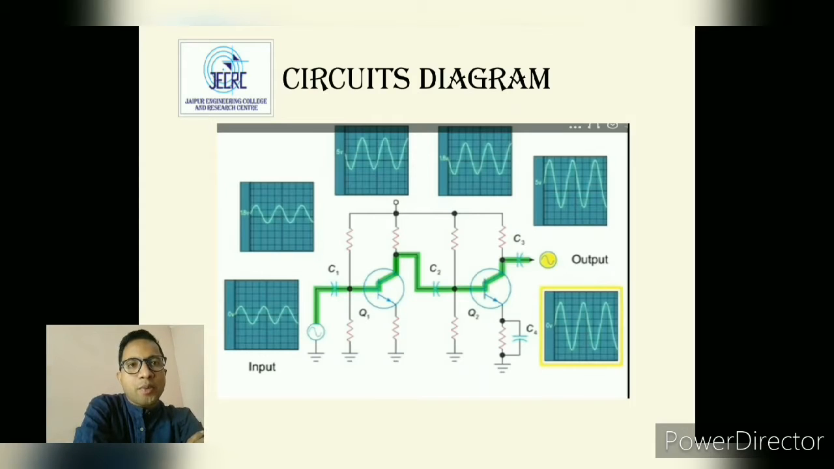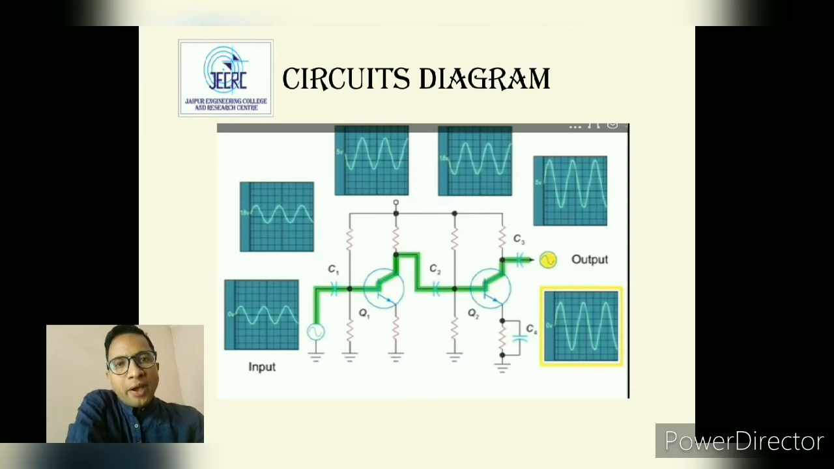This is the circuit diagram of the RC coupled amplifier. In this diagram, we observe that there are two amplifiers. The first amplifier's output is connected through capacitor C2 to the input of the second stage amplifier. Here R1, R2 and RE are stabilization resistors, and capacitor C4 is acting as a blocking capacitor, also known as a bypass capacitor.